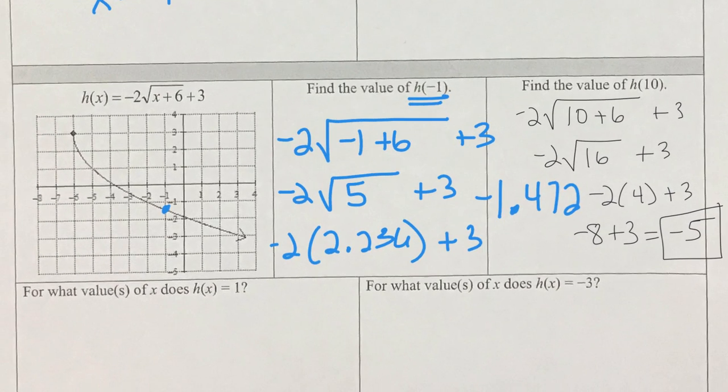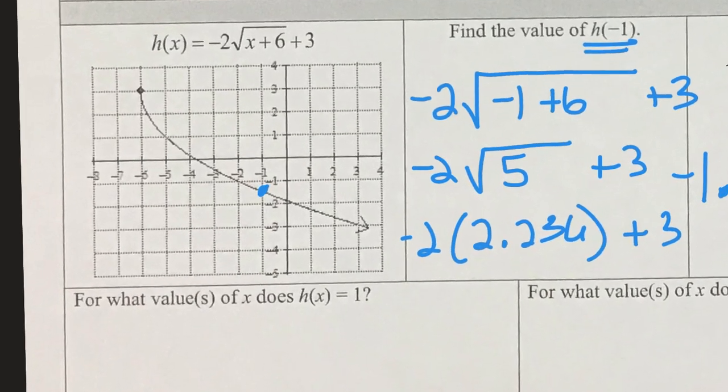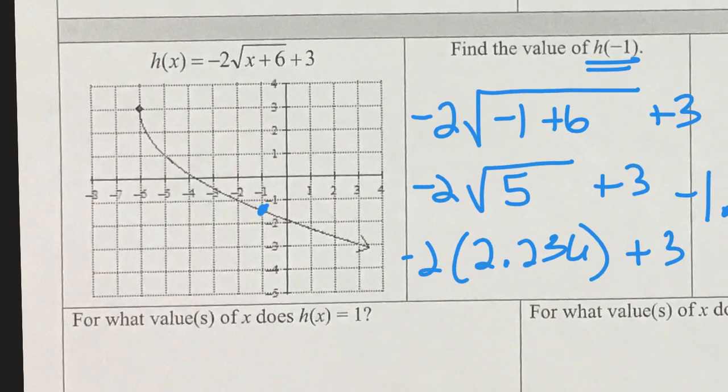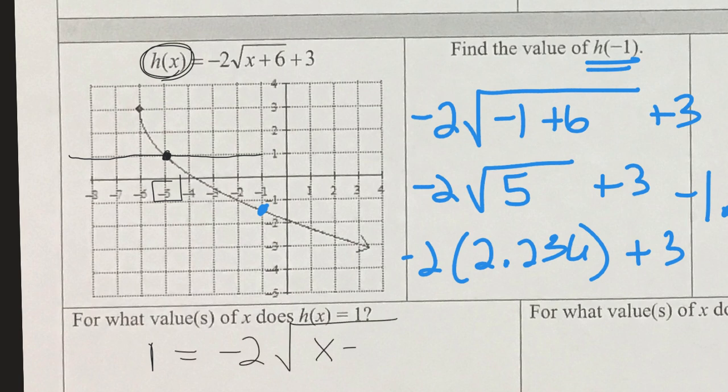Okay, so now it says for what values of x does h equal 1? So remember, we're looking for the horizontal line through y equals 1. Okay, and our graph is going to tell us that that happens at x equals negative 5. Okay, but what does that look like algebraically? So we're going to plug 1 in here for h of x. So 1 equals negative 2 square root of x plus 6, plus 3.